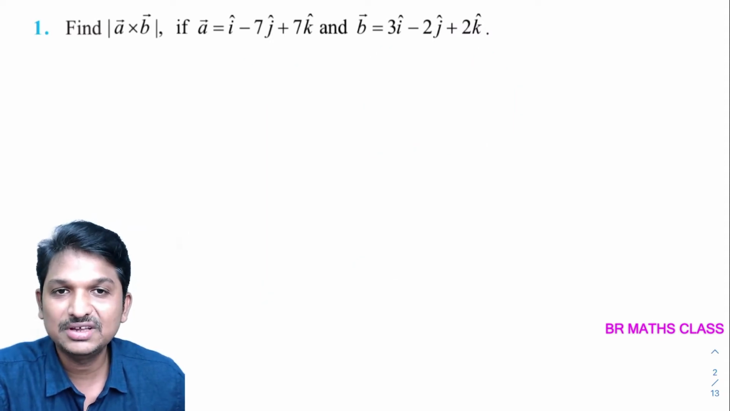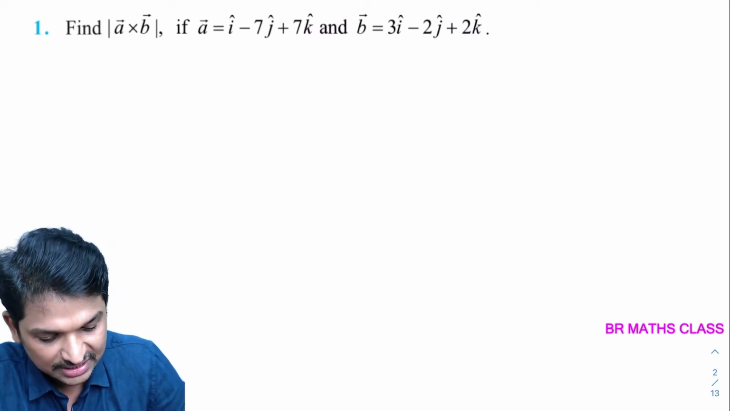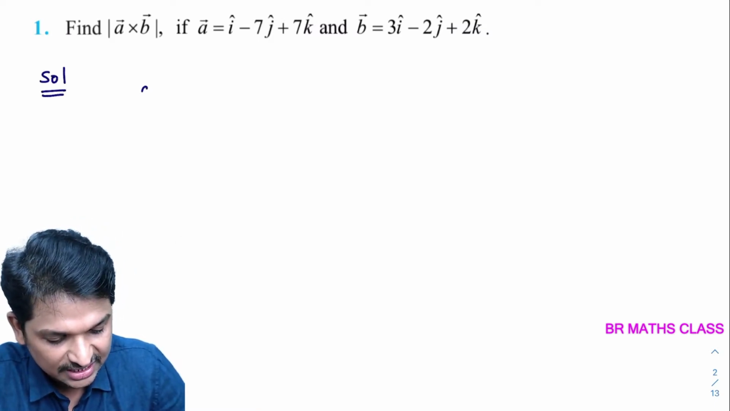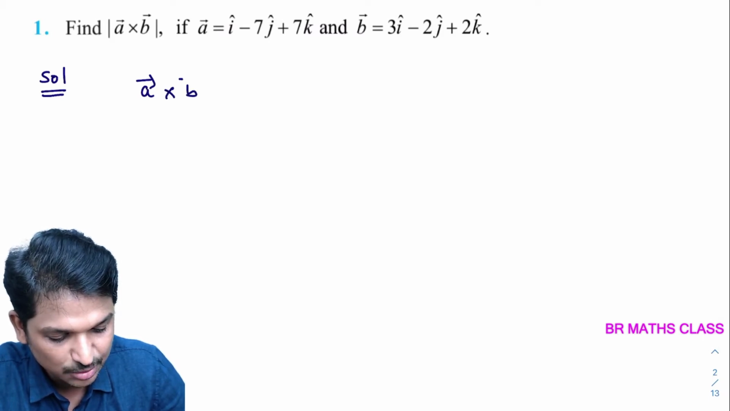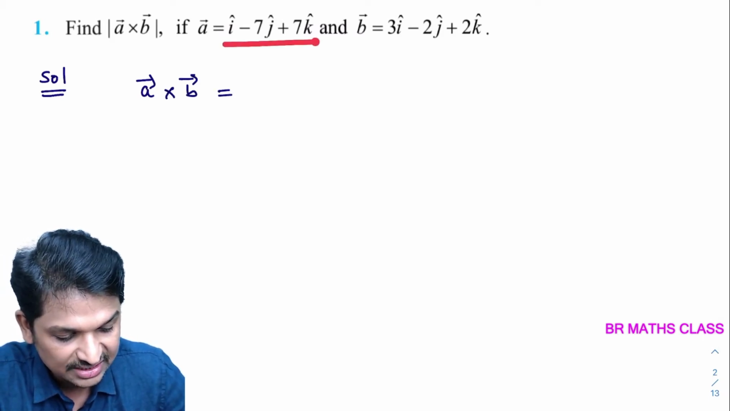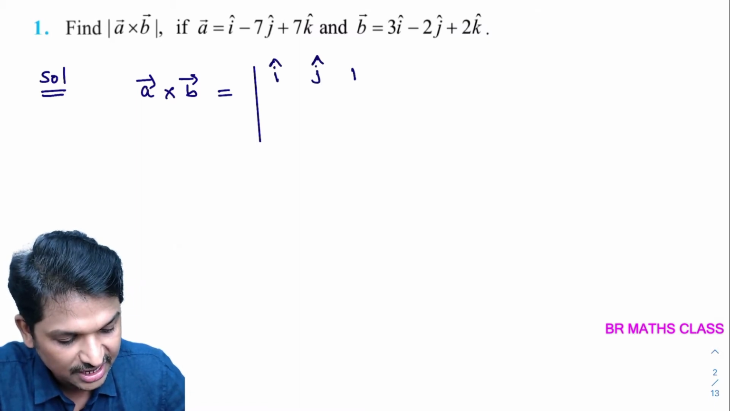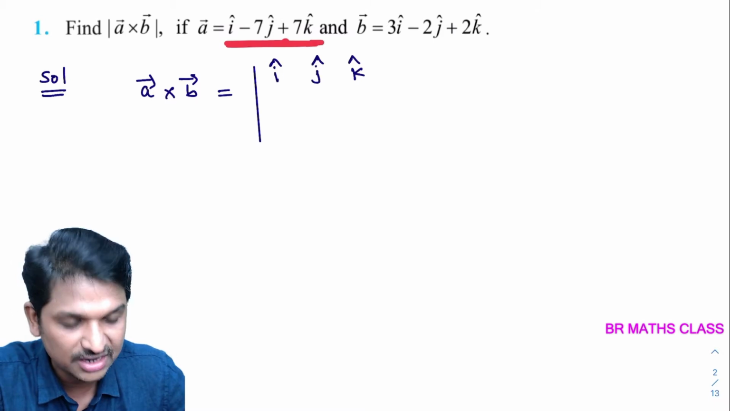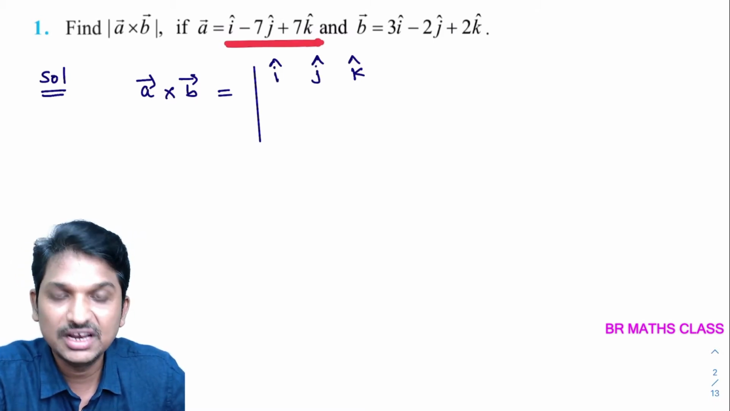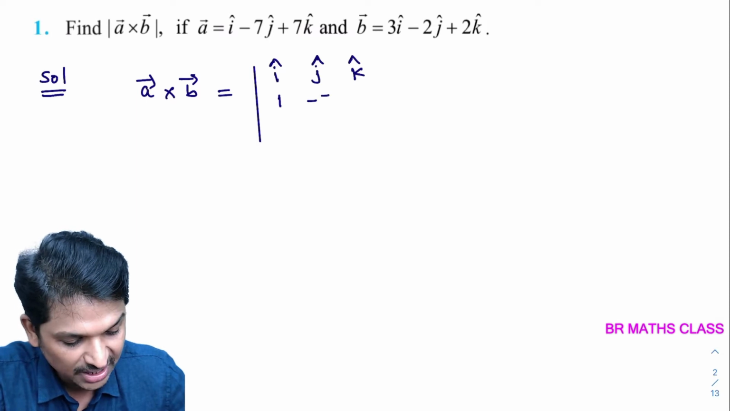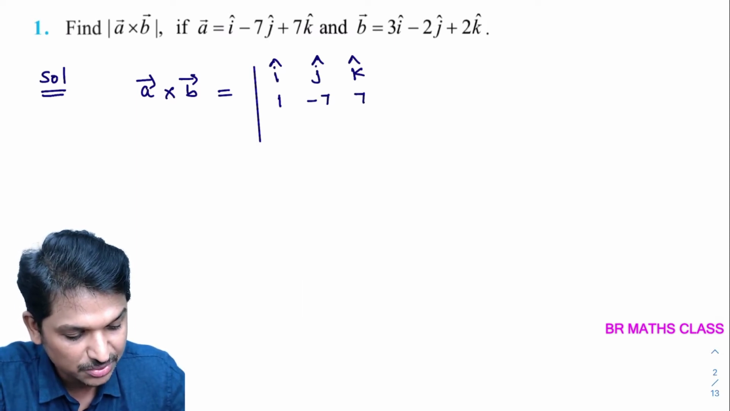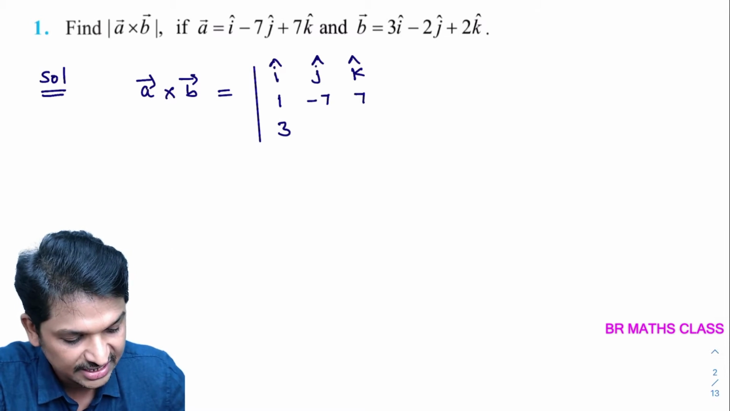So to do this problem, first what am I going to calculate? I am going to calculate a bar cross b bar. Okay, so let's start the solution. How to calculate a bar cross b bar? When they give two vectors a bar and b bar, the formula is determinant of i cap, j cap, k cap. You observe the a bar scalar components. What are they? 1, minus 7, 7. What are the b bar scalar components? 3, minus 2, 2. Right?